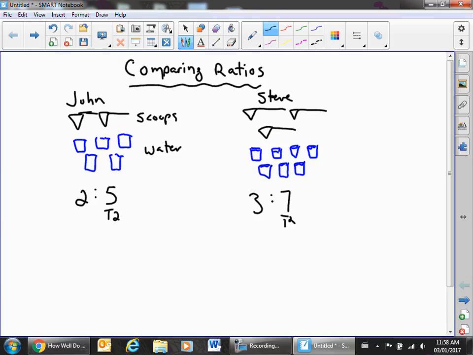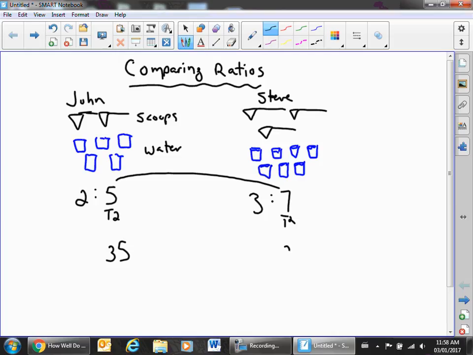So what we've got to do is make those the same in order to compare these 2 ratios. So we have to find the lowest common multiple between the 2 term 2's, which is 5 and 7. In this case, the lowest common multiple would be 35.